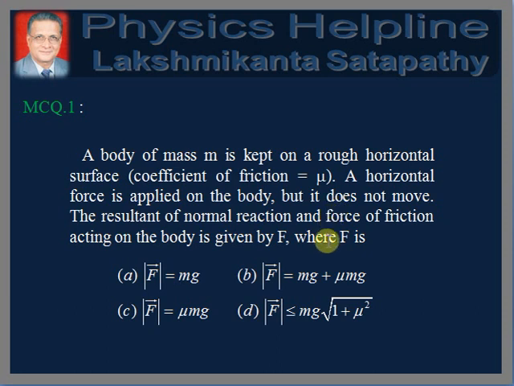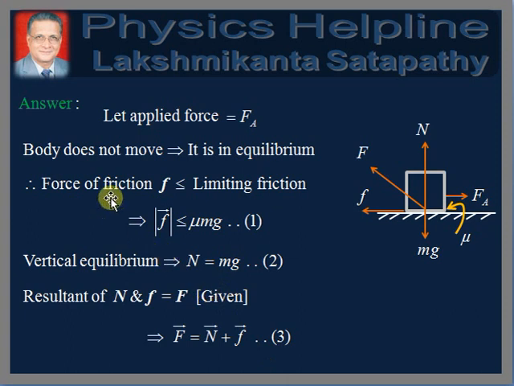The resultant of normal reaction and force of friction acting on the body is given by F. We are required to find the value of F. The options are given in the question. We are required to find the correct option. Now for the answer. Let the applied force be Fa. It is shown in the figure. Now the body does not move. Therefore, it is in equilibrium.